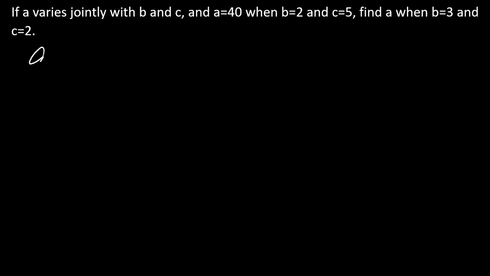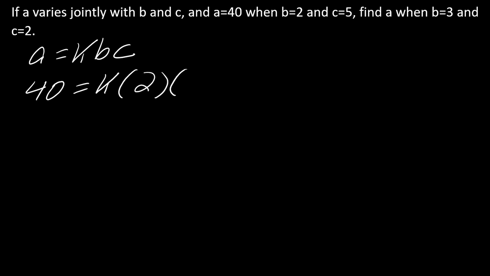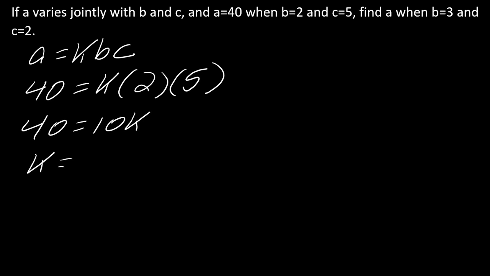So my general variation equation is a equals kbc because it's jointly. So I multiply by b and c, and then I can put in the information. 40 equals k times 2 times 5, which gives me 40 equals 10k. If I divide both sides by 10, I get k equals 4. So now I've used up all the first pieces of information.